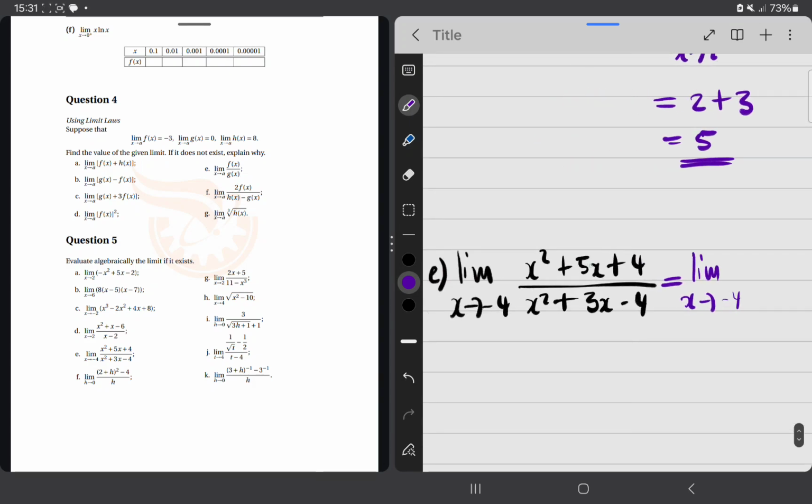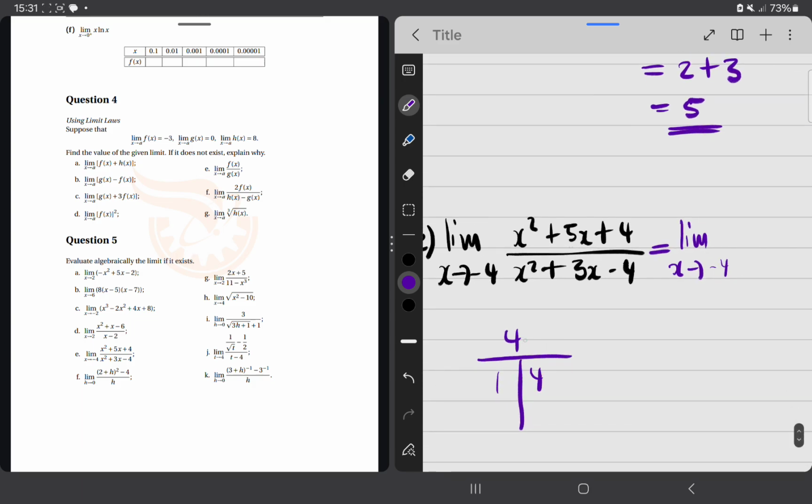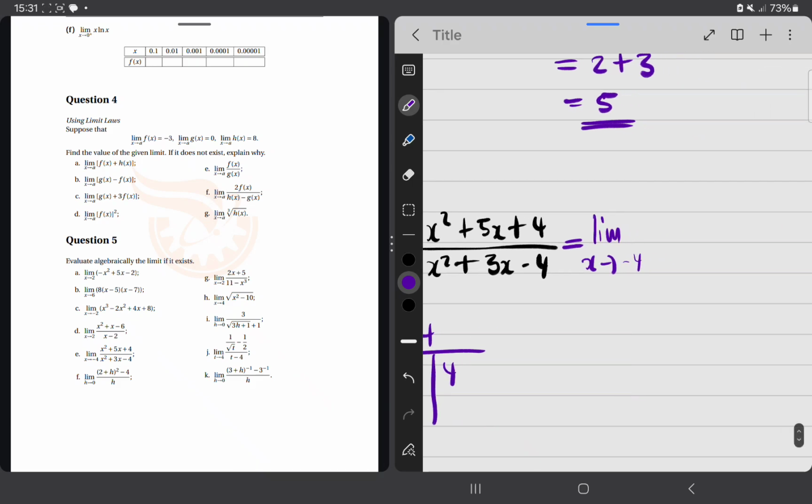Now let's factorize the top here. How do I factorize this top? I'm going to take 4. I put the factors of 4, which are 1 and 4. They must multiply to give me 4 and add to give me 5. Yes, they do that. So it's 1 and 4. So it'll be x plus 1 and x plus 4 for this one.